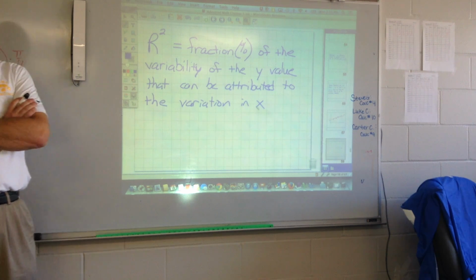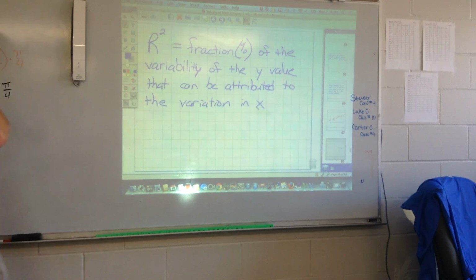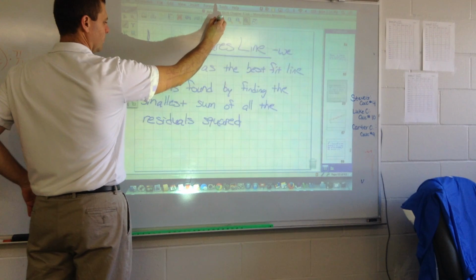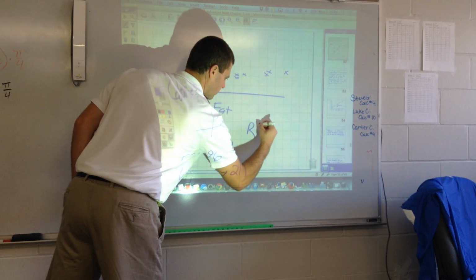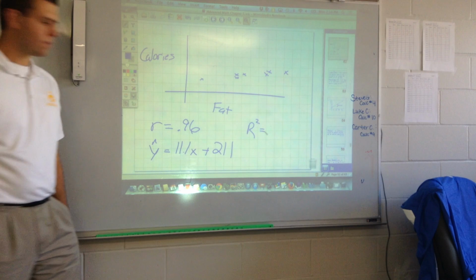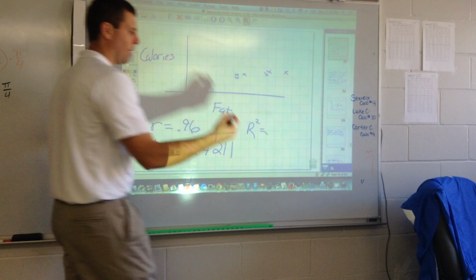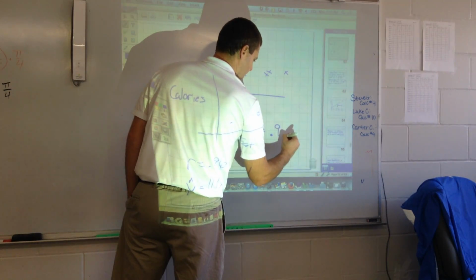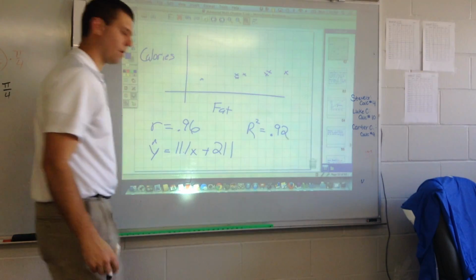If you don't still have those R and R squared values from the fat and calories on your screen, try and get those pulled back up here a second. What do we have for R squared? 0.928, or about 0.93? So 92.8%. Okay?